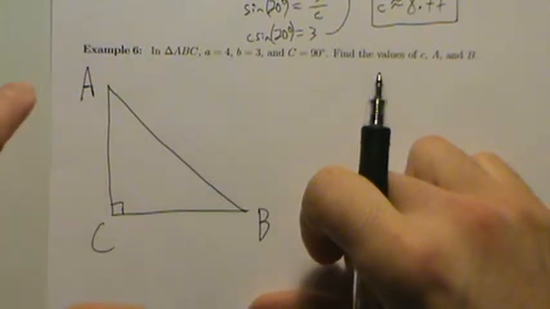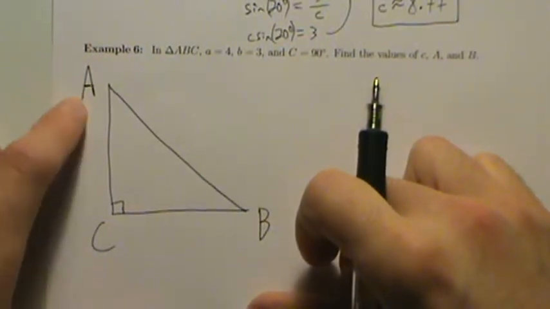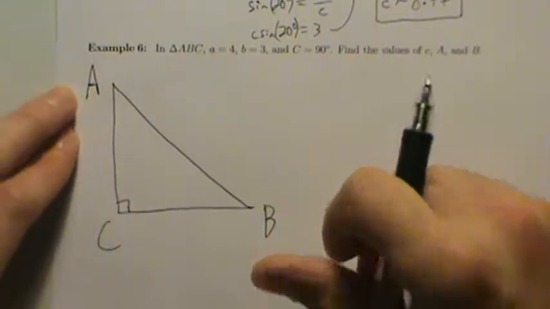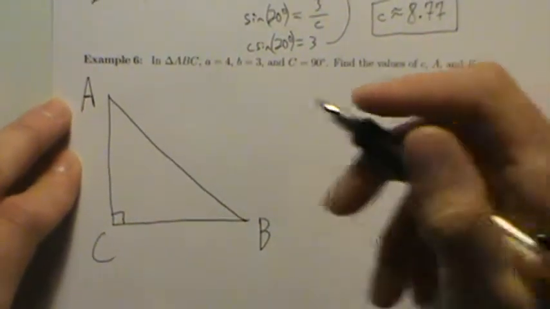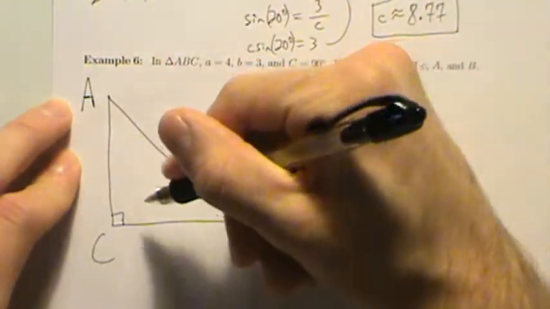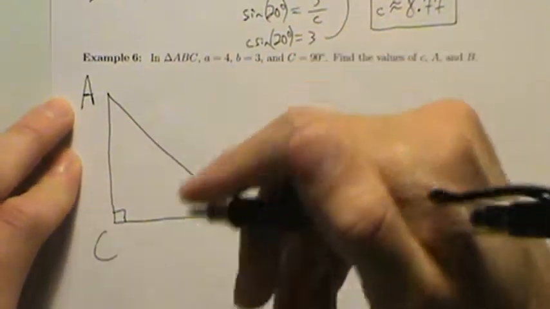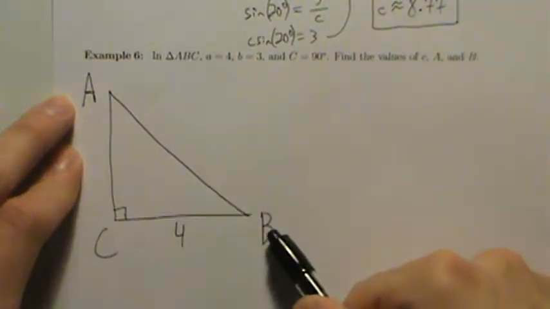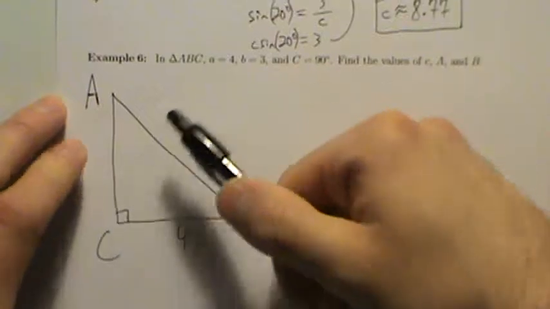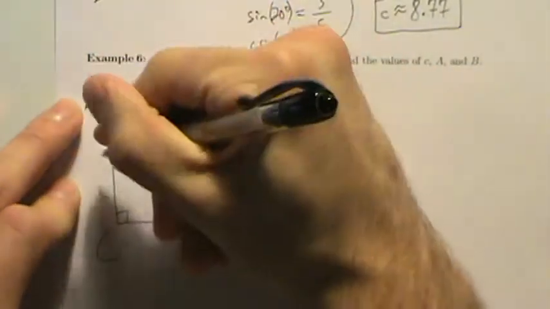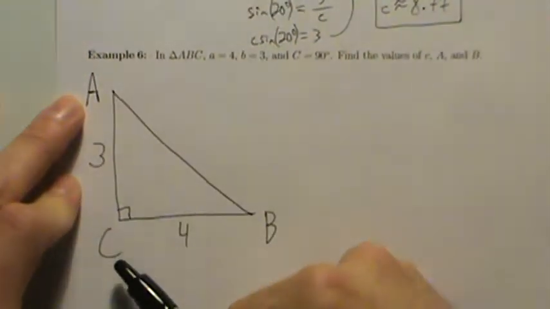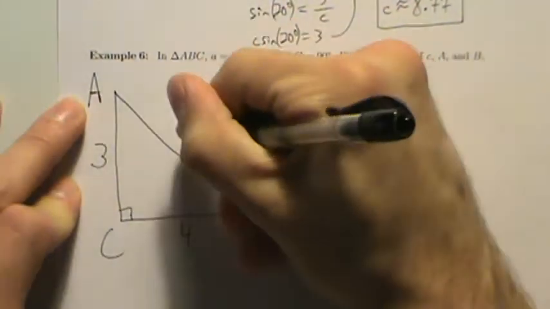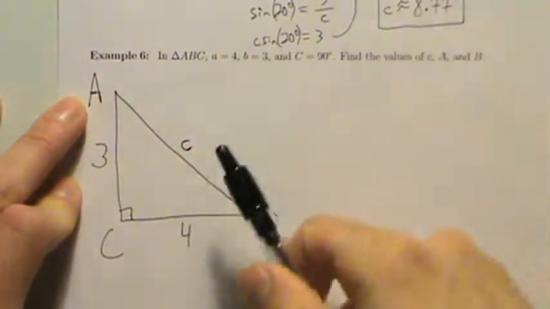The custom is that angles are denoted with capital letters, and the side opposite is the corresponding lowercase letter. So if this angle is capital A, then the opposite side, this side, is lowercase a, and we're told that lowercase a is 4. So this guy is 4. If this angle is capital B, then the opposite side is lowercase b, which we're told is 3. If this angle is capital C, then the opposite side is lowercase c, which we need to find. So there's lowercase c.